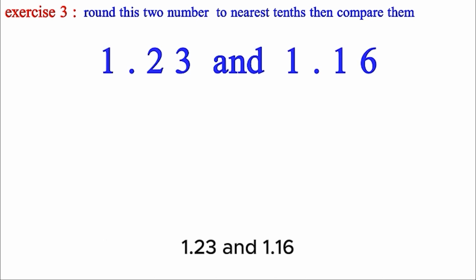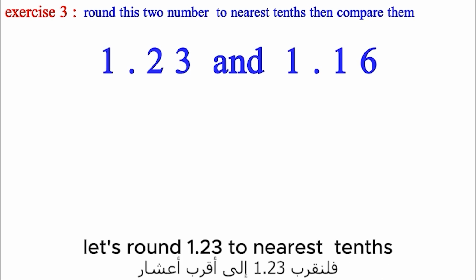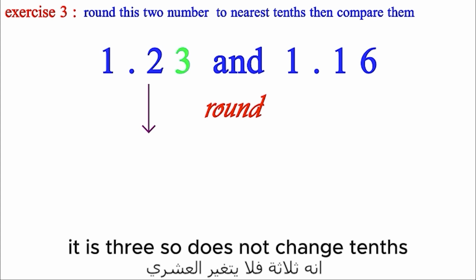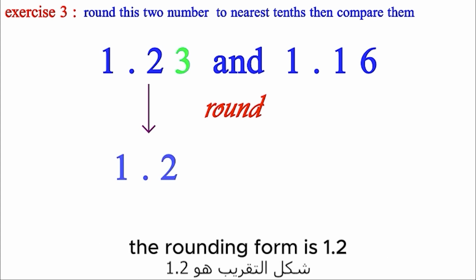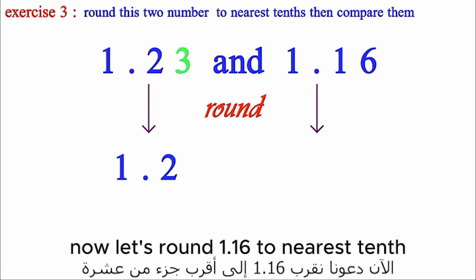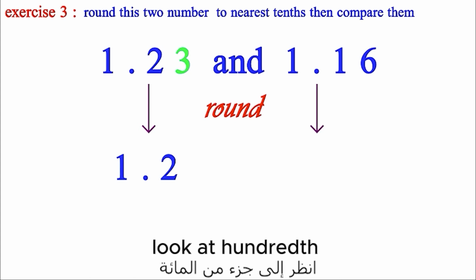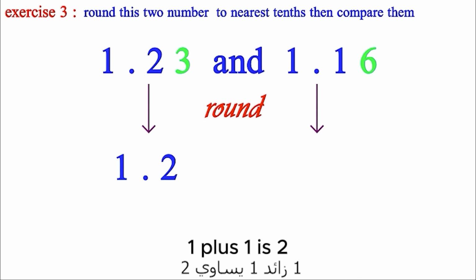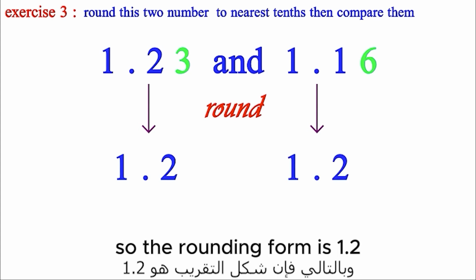Third question. Round these numbers to the nearest tenths, then compare them. 1.23 and 1.16. Let's round 1.23 to the nearest tenth. Look at hundredth. It is 3, so the tenths does not change. The rounded form is 1.2. Now let's round 1.16 to the nearest tenth. Look at hundredth. It is 6, so increase tenths by 1. 1 plus 1 is 2, so the rounded form is 1.2.